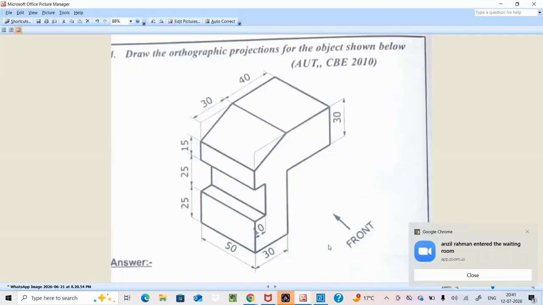So this is your front view. This is your left side view. This 50 dimension is your left side view. And this is your top view.